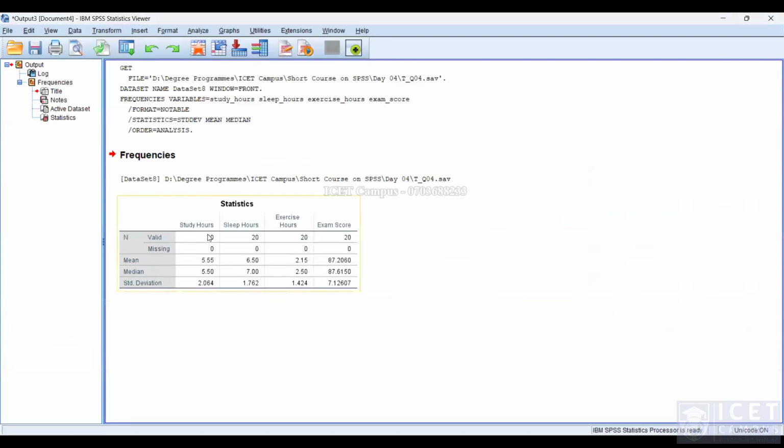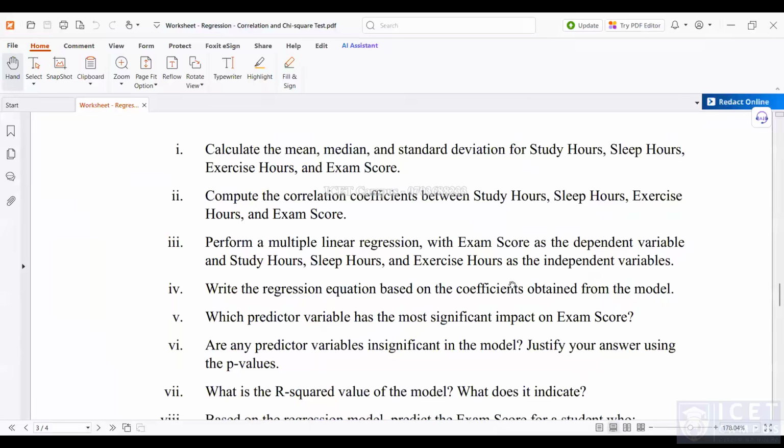So you observe the values: mean of the study hours 5.55, mean of the sleep hours 6.5, exercise hours 2.15, and the exam score is 87.20. These are the means, and the medians and standard deviations are also here. That's the first question, you need to find the descriptive statistics.